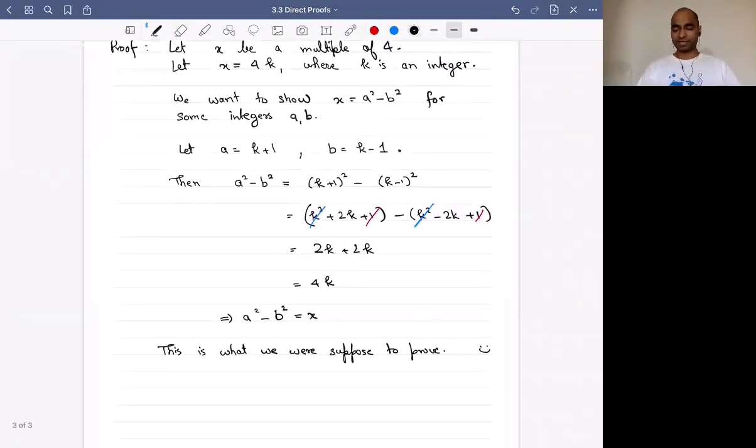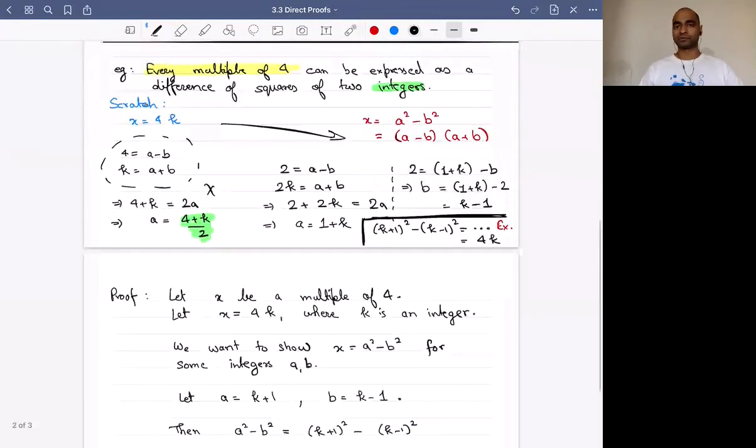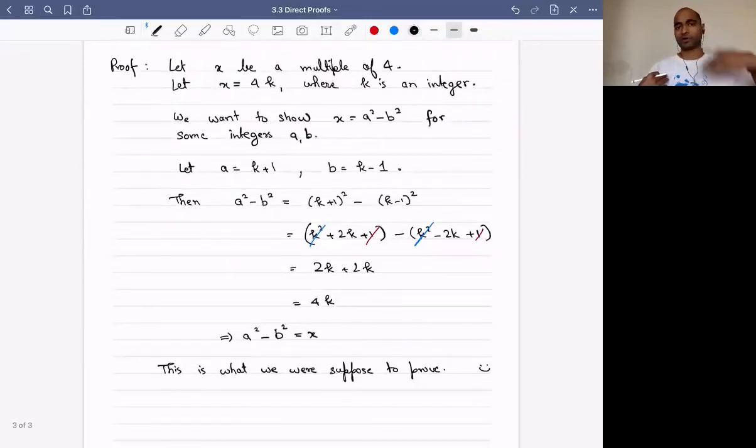Notice the difference between the writing of the proof and the discovering of the proof. And this is an example of a direct proof because every statement just follows from the previous statement.